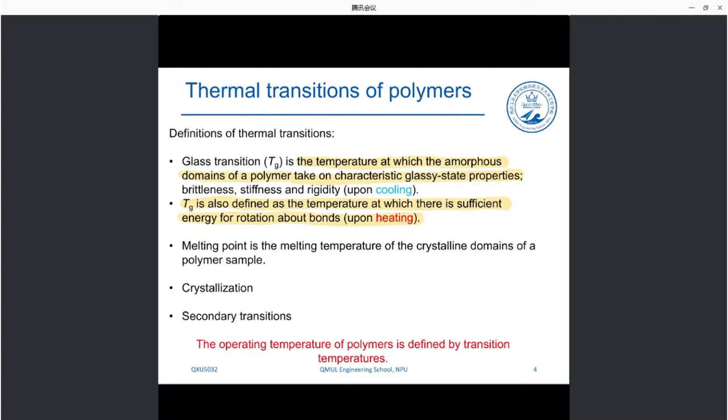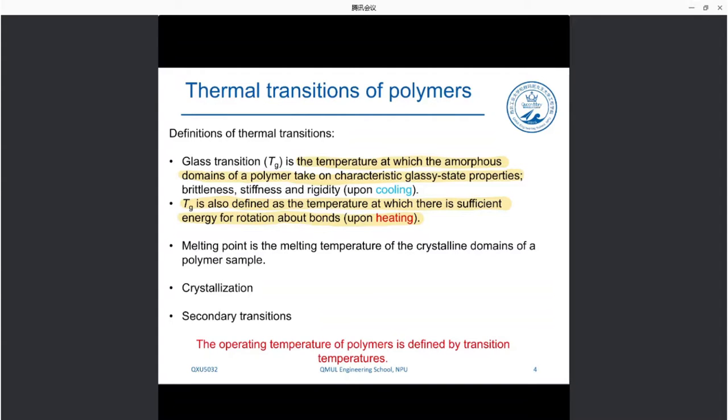When you apply soft deformation onto the glass, you experience it as stiff. But when you apply a very hard, very quick deformation, then you can break it, and that gives brittleness to the glass. So this is a definition for the glass transition temperature.